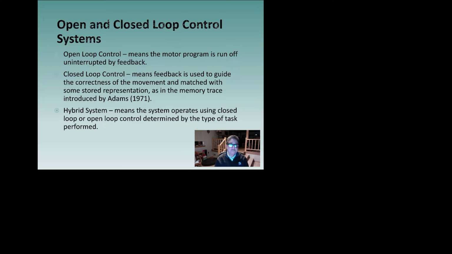A hybrid system means that it contains both open loop and closed loop control. Just as we have hybrid models, as in the Prius and other cars, what that means is that sometimes in the Prius it operates sometimes on gas and sometimes on electric. In a hybrid system, we operate sometimes using a closed loop system and sometimes using an open loop system. Most likely humans operate in a hybrid system.